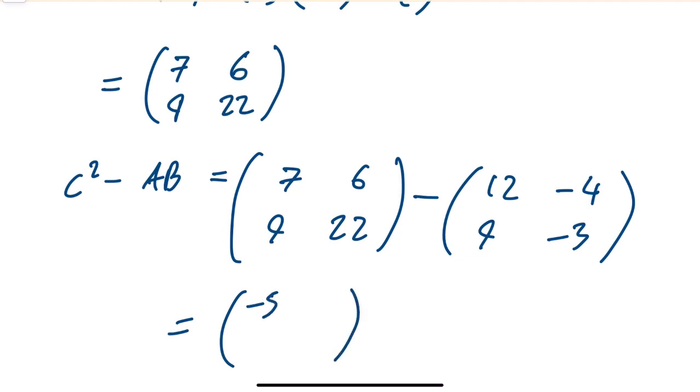It's going to be minus 5. Let me just check that. Minus 5, 10. 6 minus minus 4 is 6 plus 4. 9 minus 9 is 0. 22 minus minus 3 is 22 plus 3, which is 25.